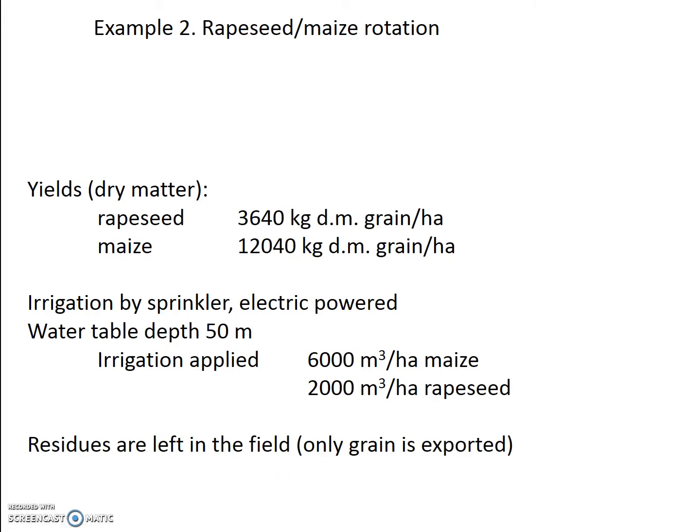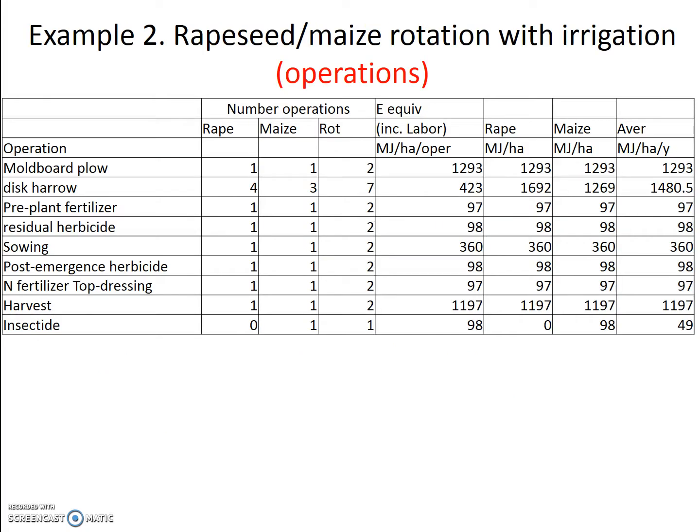Now let's consider a rapeseed-maize rotation with yields of rapeseed of 3,600 and for maize 12,000 kilograms of dry matter of grain per hectare. This rotation is irrigated using a sprinkler electric power system with a water table depth of 50 meters, and we apply a total of 6,000 cubic meters to maize and 2,000 cubic meters to rapeseed. The residues are left in the field. In other words, only the grain is exported.